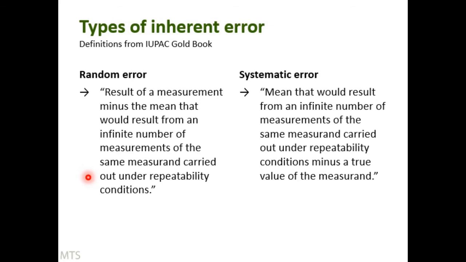Whereas a systematic error is actually based on the mean. So you get the mean of lots and lots and lots of measurements, and how far away are they from the true value when you get the mean of them all. So slightly different way of looking at it.